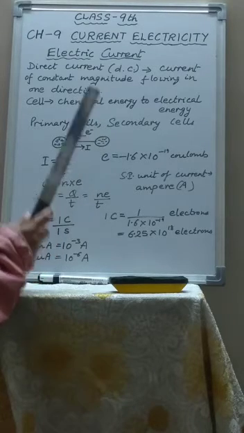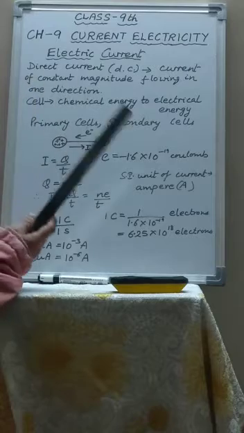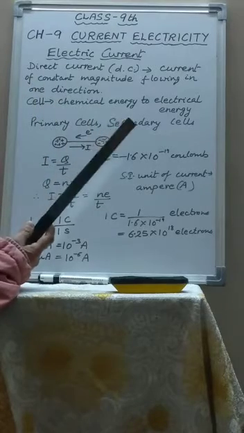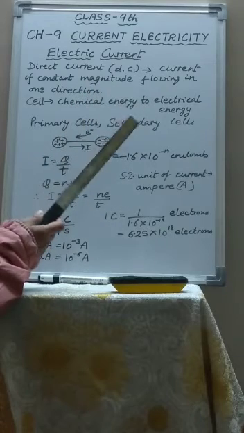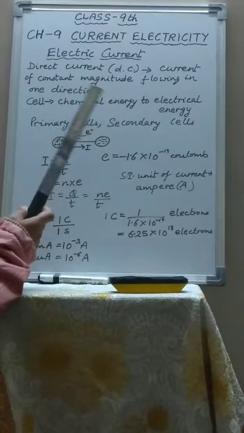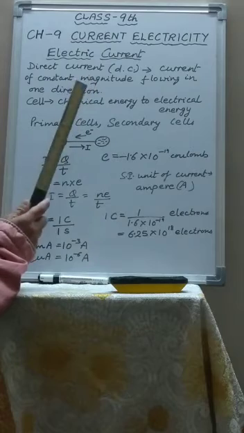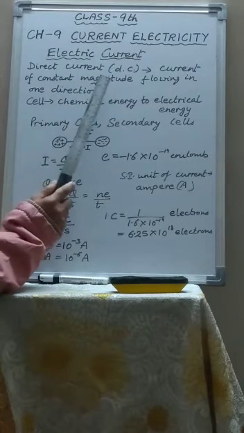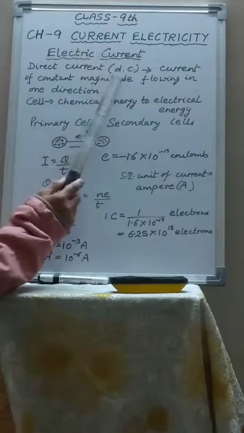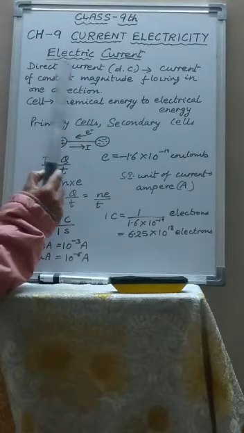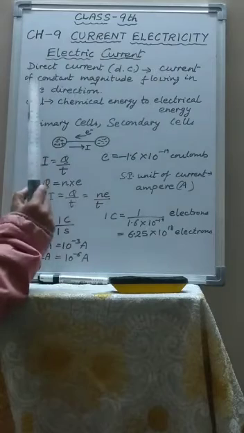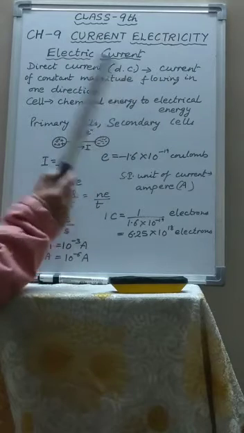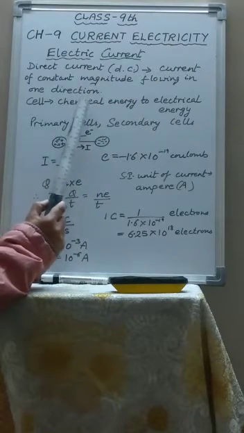In daily life, you use electric cells to get electric current. You use cells in torches, you use cells in remote controls. So what are cells? Cells are the sources of direct current. Direct current is abbreviated as DC. And what is direct current? Current of constant magnitude flowing in only one direction.